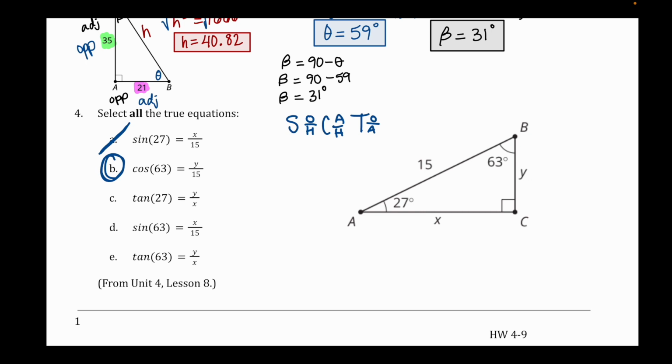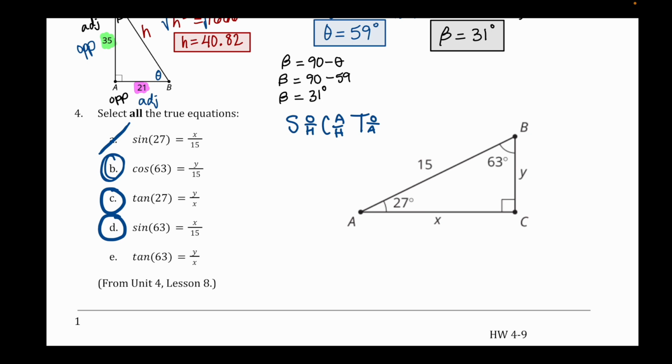Okay, now we're doing tangent, so tangent of 27. Again, starting here, tangent is opposite over adjacent, so this should be y over x. And indeed, they do have here y over x, so C is a correct answer. Now let's look at sine of 63, remembering sine is opposite over hypotenuse. Sine of 63 should be x over 15, and that's what they have, so D is also correct.